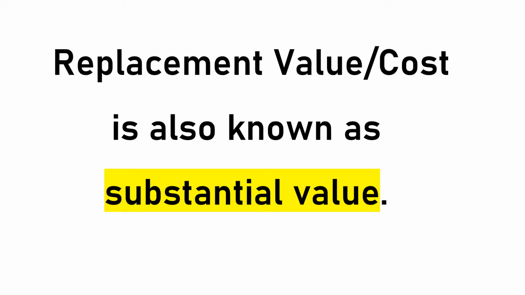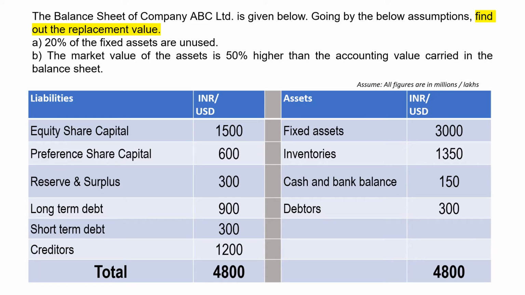Here is an example. The balance sheet of company ABC Limited is given below. Going by the below assumptions, find out the replacement value. The first assumption is 20% of the fixed assets are unused. And the second assumption is that the market value of the assets is 50% higher than the accounting value carried in the balance sheet. Let's draw a table and calculate the book value.